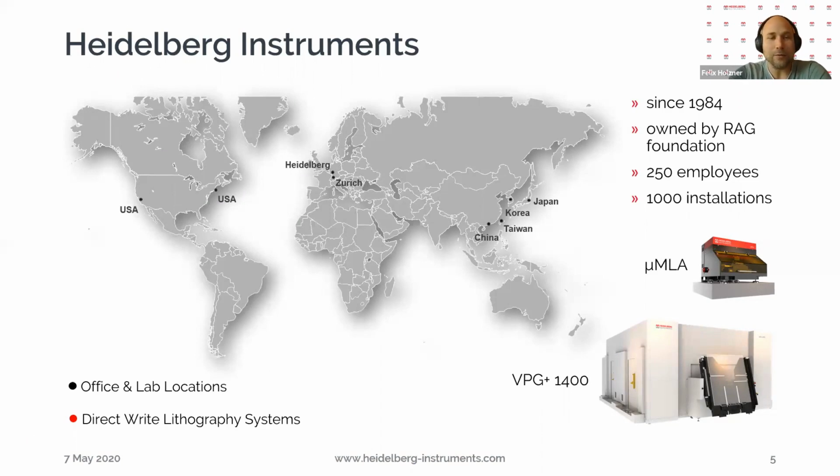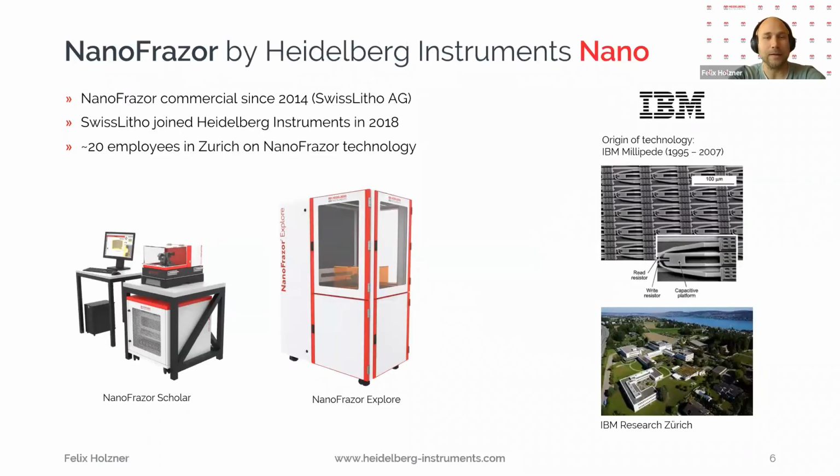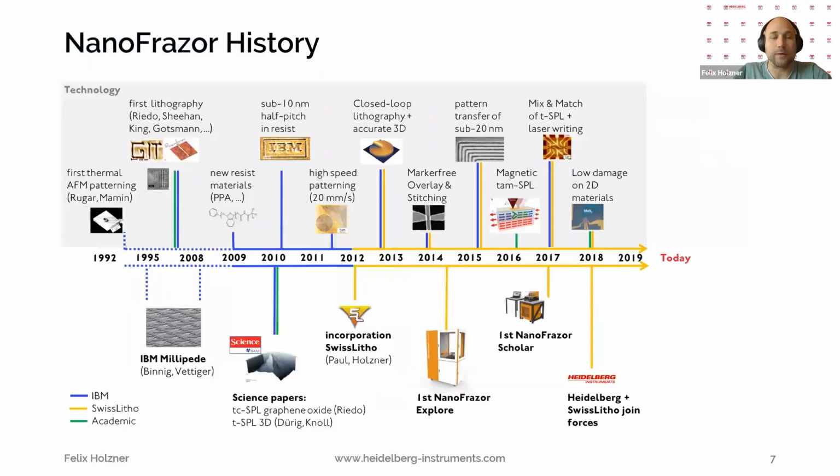And since 2 years, we also have a system on offer which goes to lower dimensions than those usually limited by light exposure. And that's, of course, the NanoFrazor system. This technology originates from IBM Research. It has a long history, which I will tell you on the next slide. We joined Heidelberg Instruments in 2018. We are around up to 20 people in Zurich, working mainly on development and improving this still young technology. And that will be the topic of today, how this technology works.